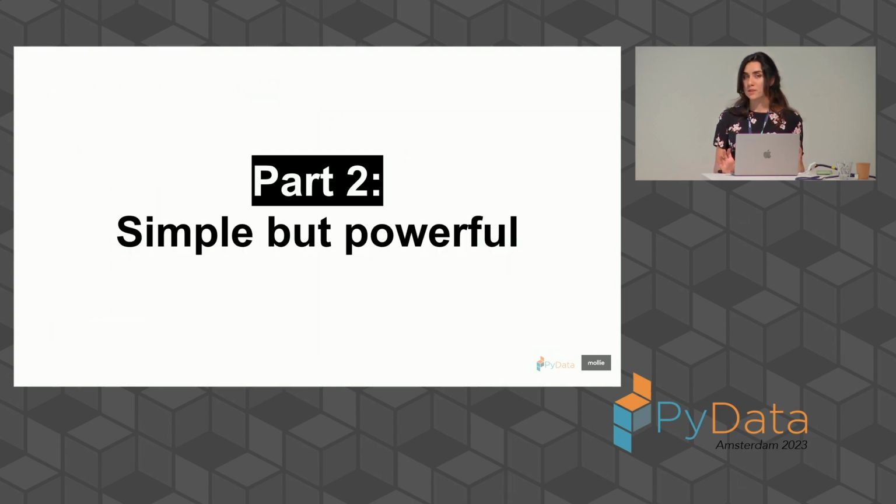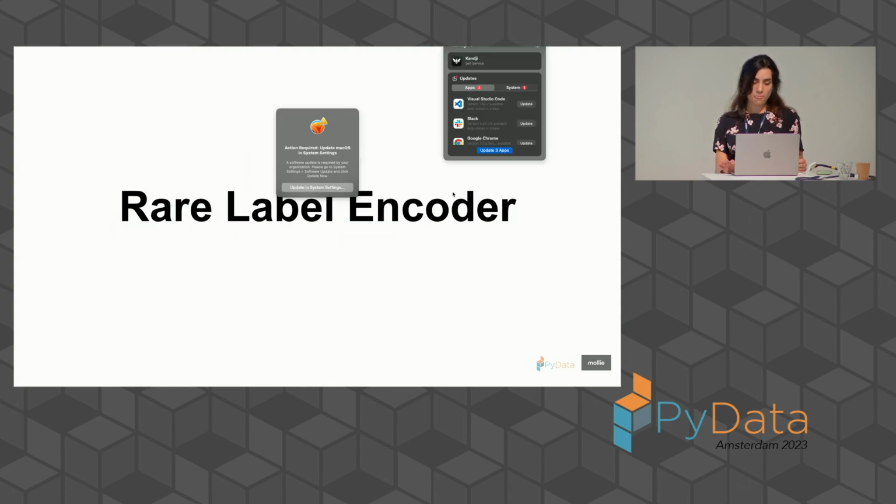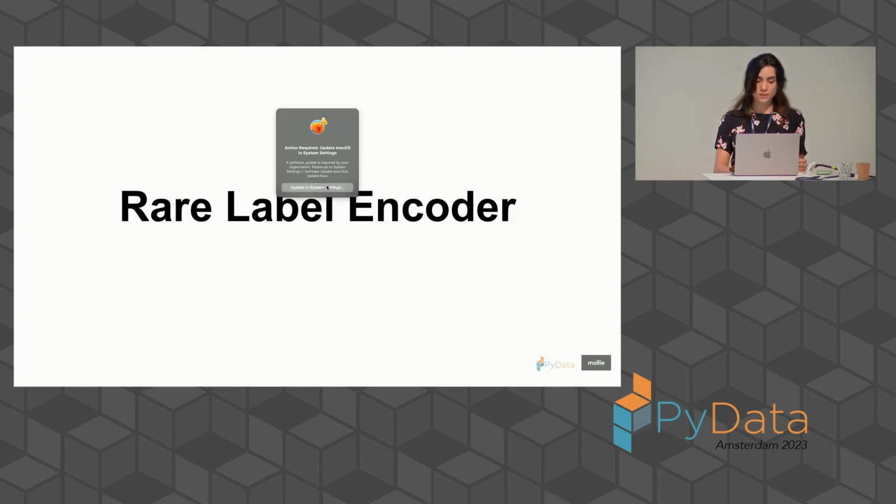So that concludes the first part, the simple encoders. And we move on to the next part, which are also relatively simple, but they're powerful especially because they can be used as helper encoders to other encoders. So you can use them in combination with others, with ones already presented and some others from later. So let's see. The first one is called the rare label encoder.